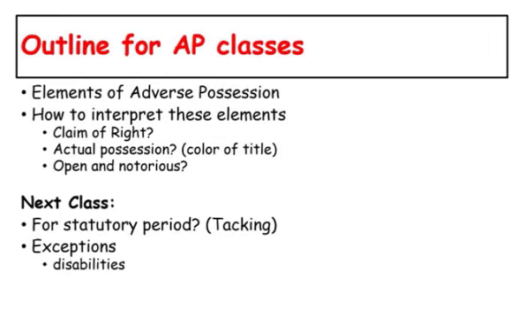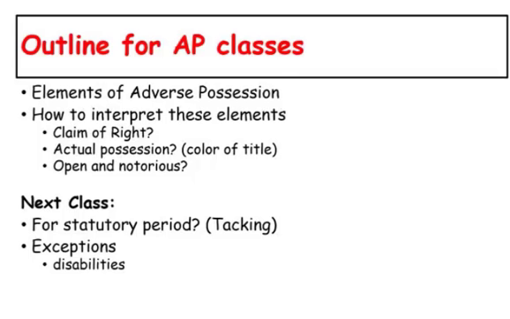Okay, so here's what we're going to do today. We're going to go through the elements of adverse possession, and then we're going to talk about how to interpret them. So we're going to focus today particularly on what does it mean to have a claim of right, what is actual possession, and when is possession open and notorious.